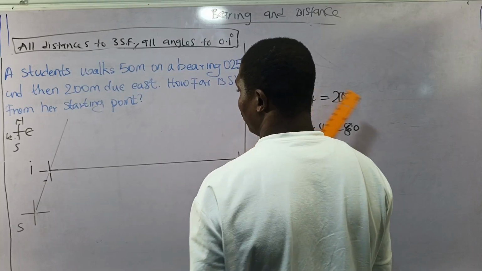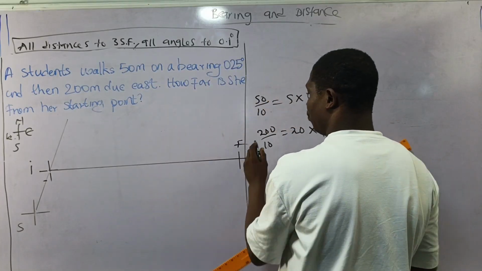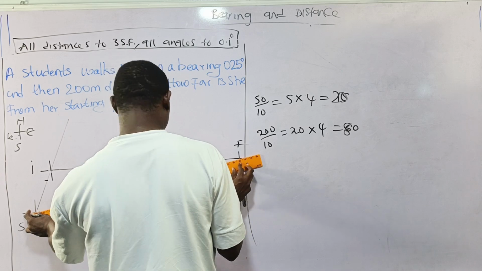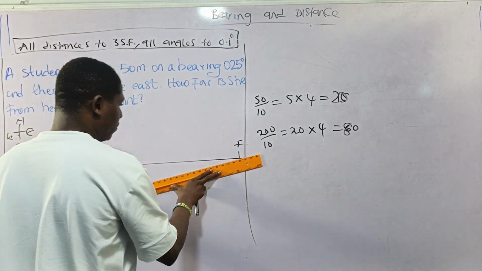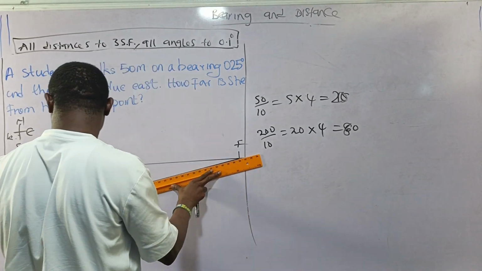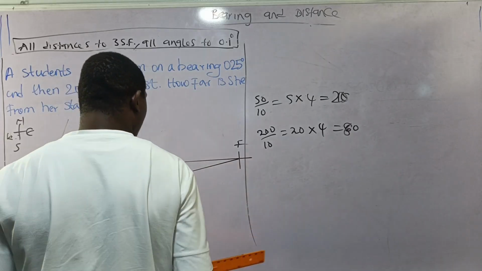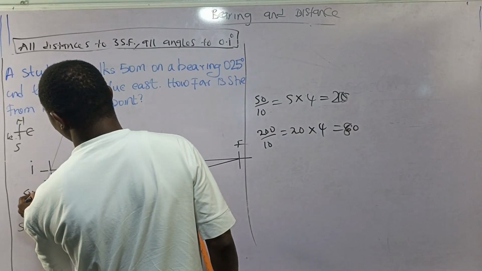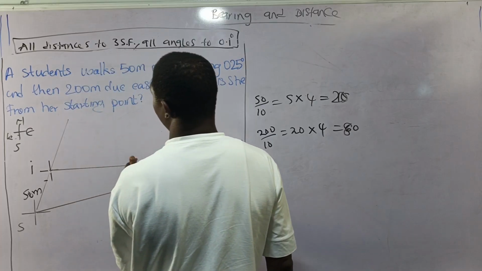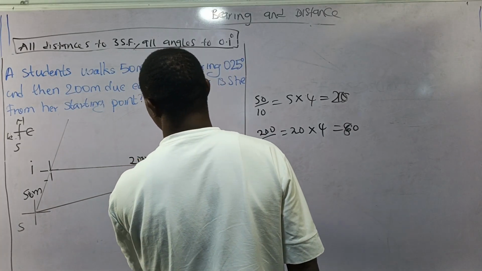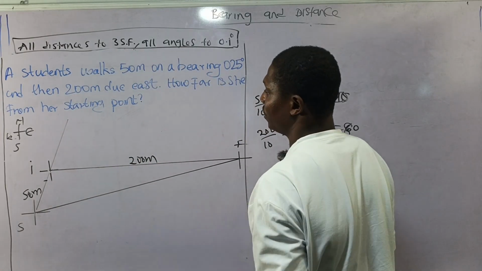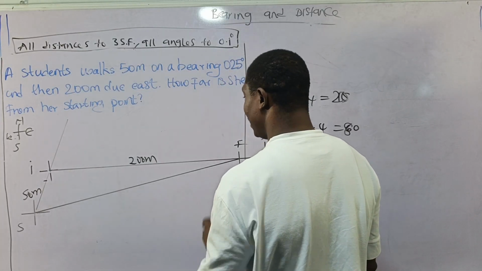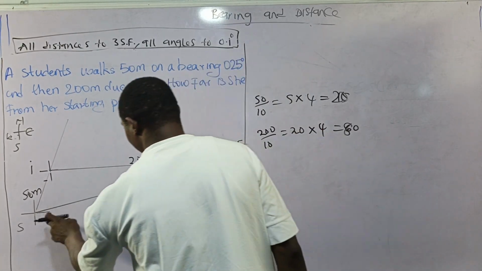So here we go. So this is my final point. So I can join this and this now. So I've done that. Now this is my 50 meter as given. And this is my 200 meter as given. This is my final point. And I'm asked, how far is she from a starting point? This is our end point, which is final point, and this is start point.